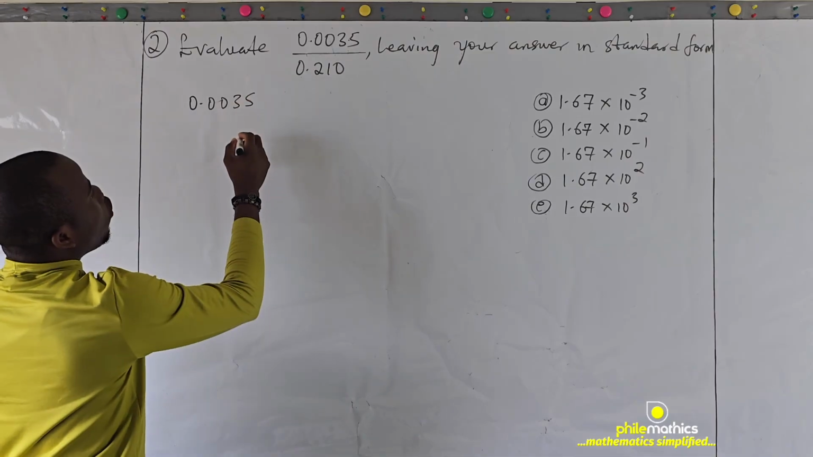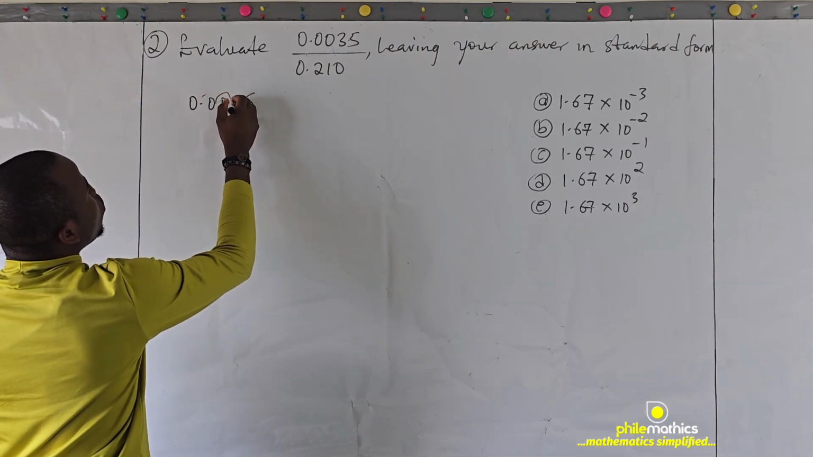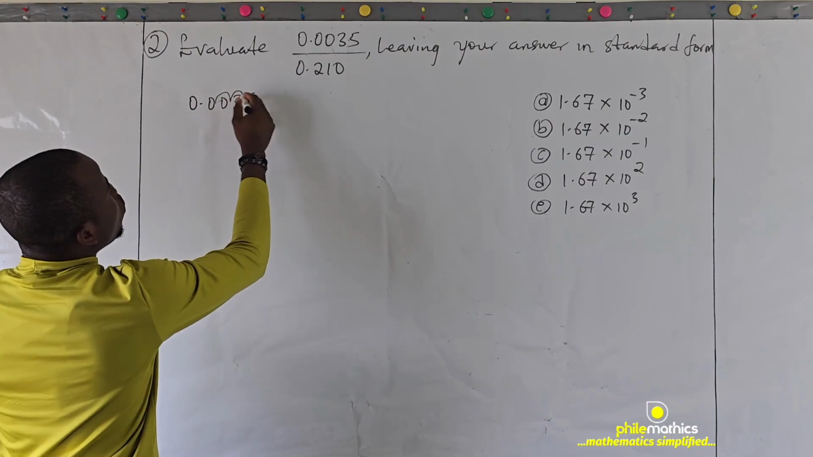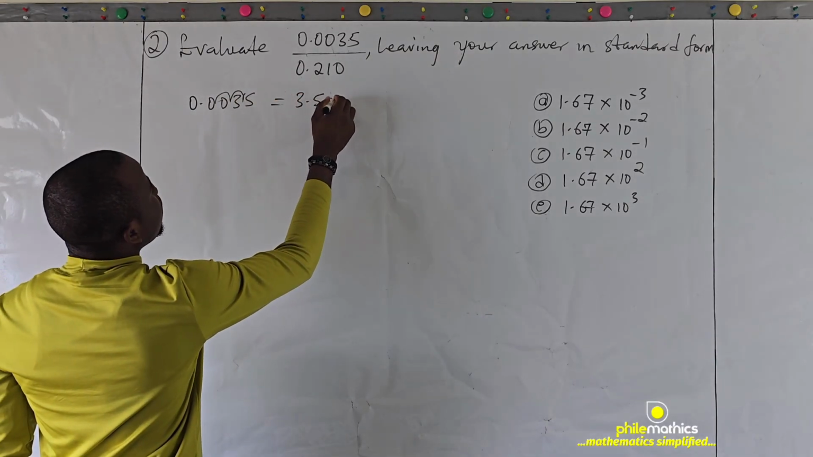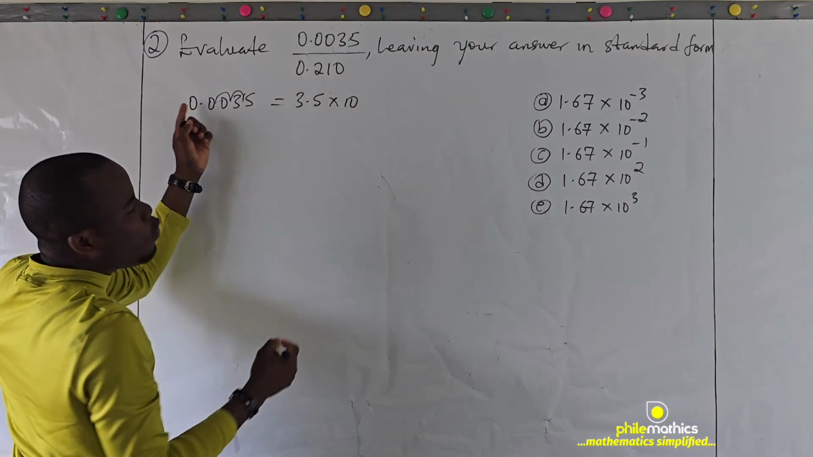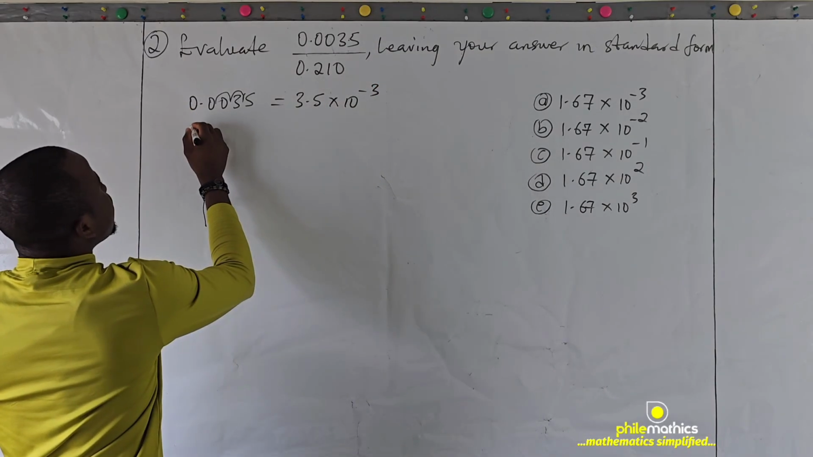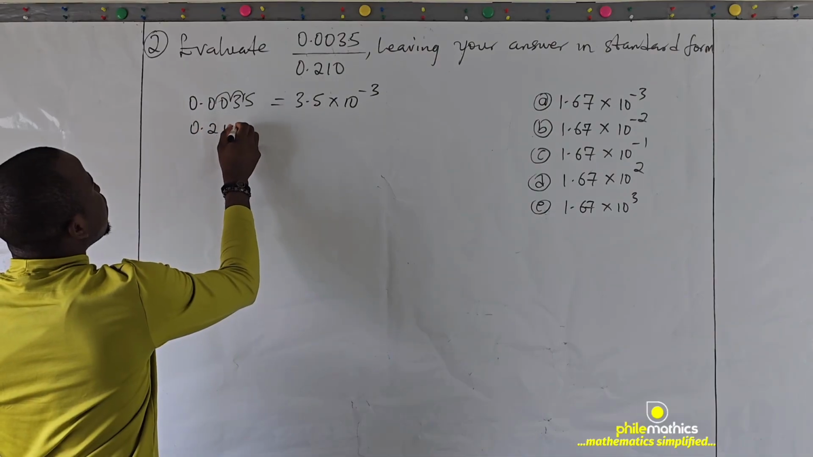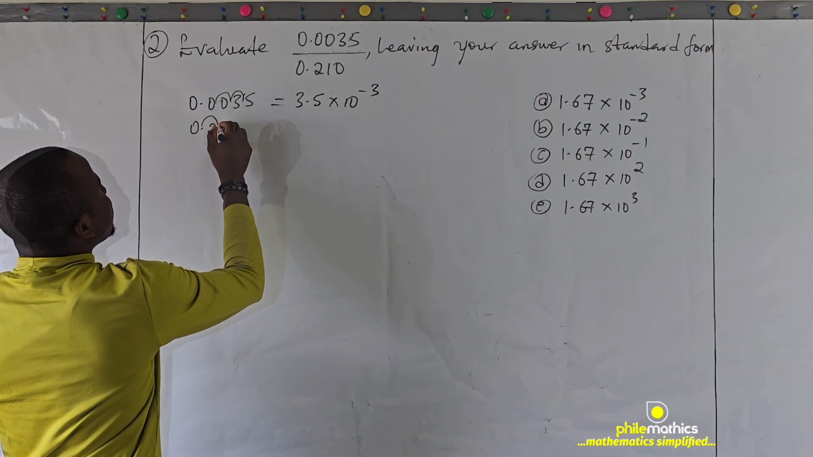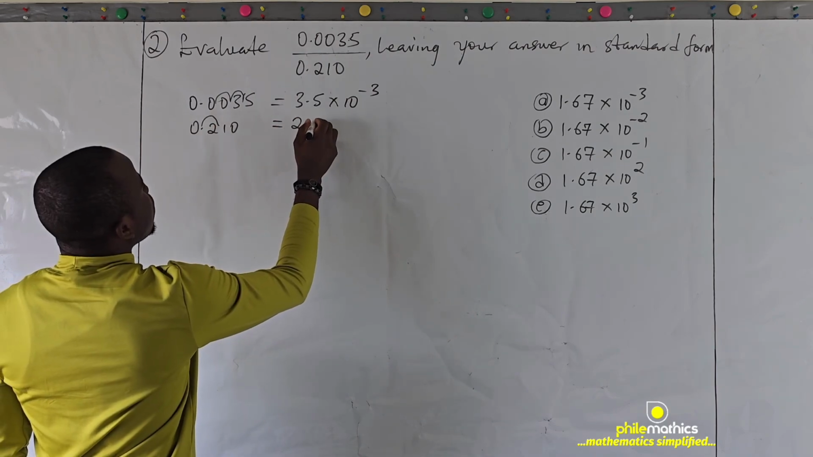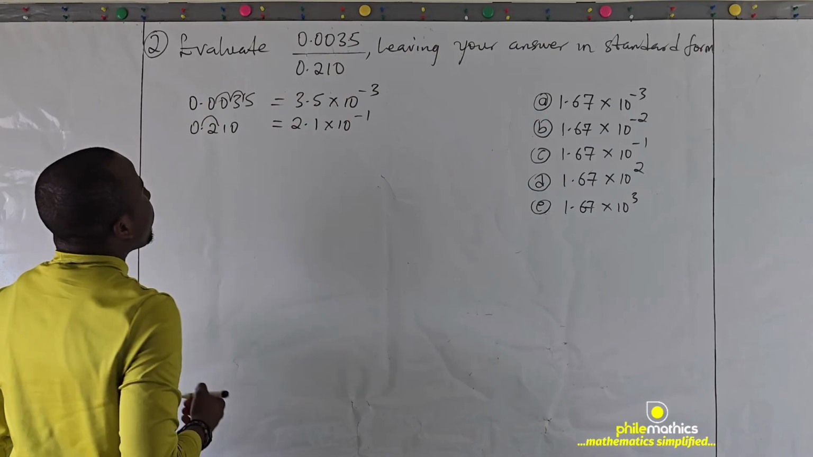0.0035 in standard form, you move to the front, 1, 2, 3. Since we move 3 times, this will be 3.5 times 10. Since we move from the left to the right, it will be -3. And 0.210 in standard form, move 1. So this is 2.1 times 10 raised to the power minus 1.